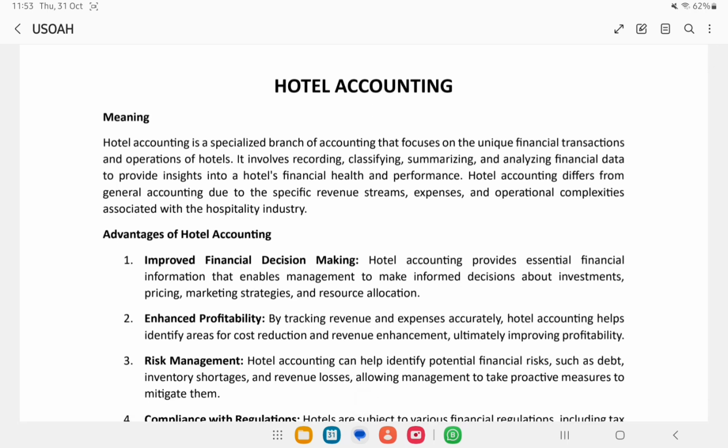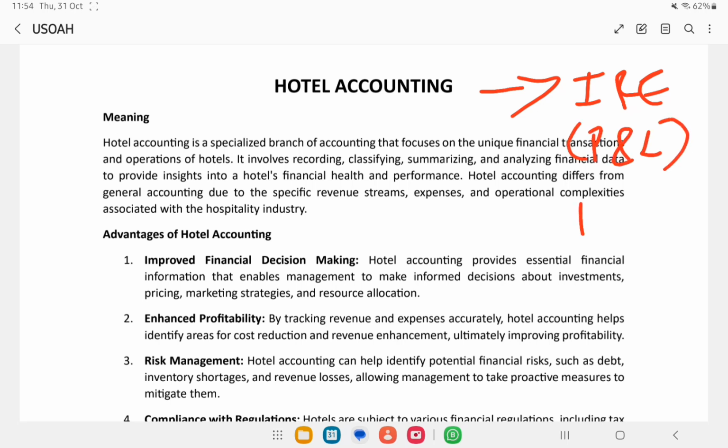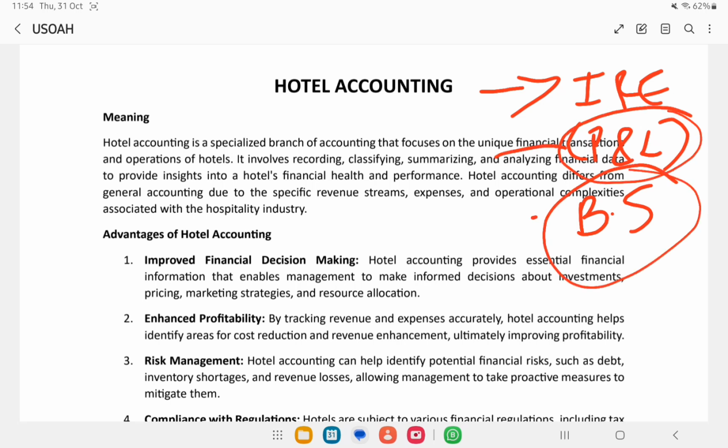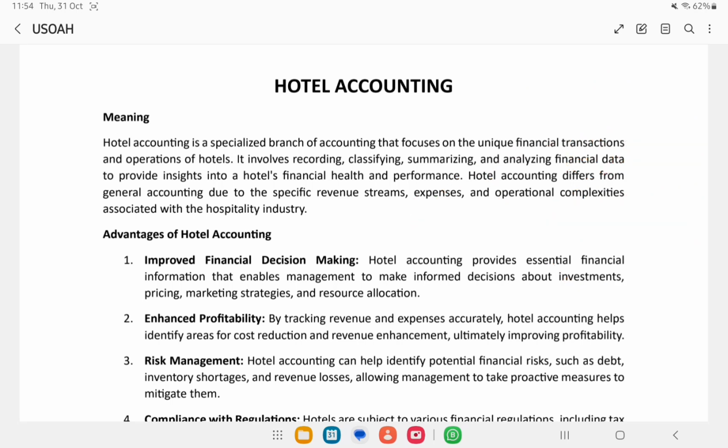So we can read here, hotel accounting is a specialized branch of accounting that focuses on the unique financial transactions and operations of hotels. So it is the same as accounting. You will find the income and expense statement here that is much similar to the profit and loss account you have learned, and you will see the balance sheet also. But the basic structure of the balance sheet and profit and loss account is tailored, edited and remade to something else so that it suits the repeating needs of hotel accounts.